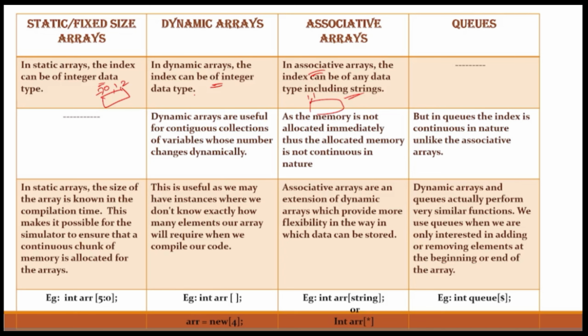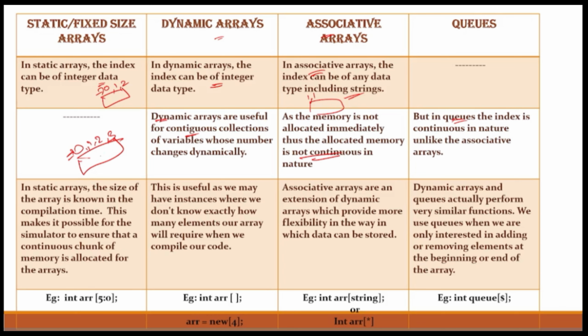Here in dynamic array, the memory allocation, that means the index that you are declaring in dynamic array, is continuous. Similarly in queues also it is continuous in nature, but in associative arrays it is not continuous. Why? I told you in the starting itself what is the reason for that. Before I have explained about this, right?